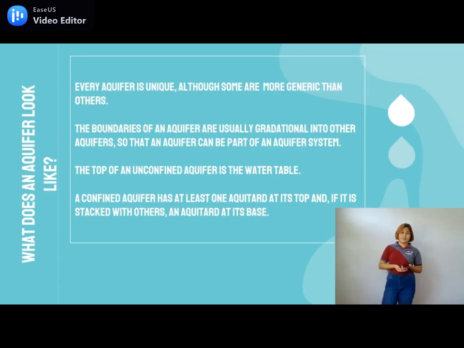Every aquifer is unique, although some are more generic than others. The boundaries of an aquifer are usually gradational into other aquifers so that an aquifer can be part of an aquifer system. The top of an unconfined aquifer is the water table. A confined aquifer has at least one aquitard at its top, and if it is stacked with others, an aquitard at its base.